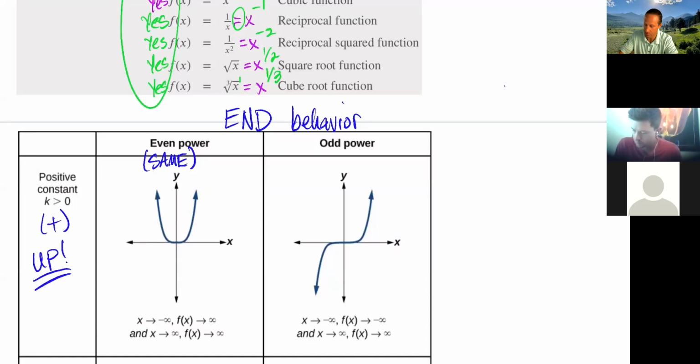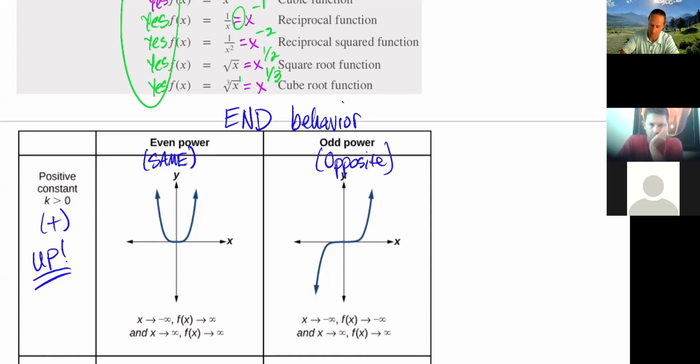But if it's odd, then what is that going to mean? As we go from left to right, as our x's increase, so will our y values. Still facing up, increasing, positive. Okay, but notice odd, they're facing what on the ends? Opposite directions.